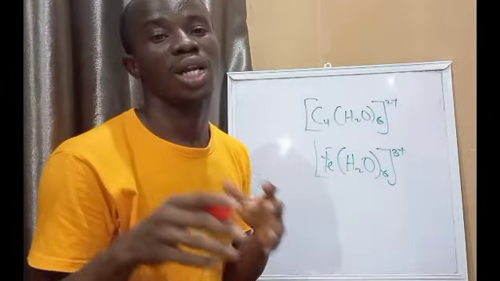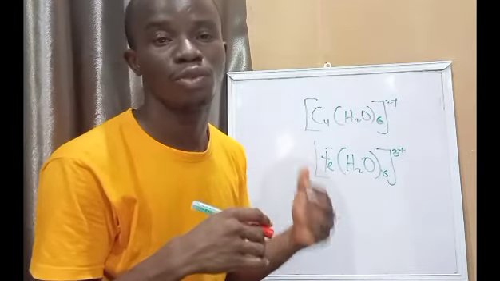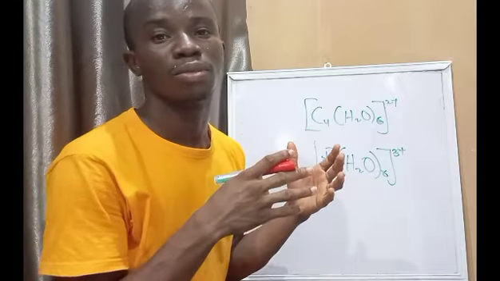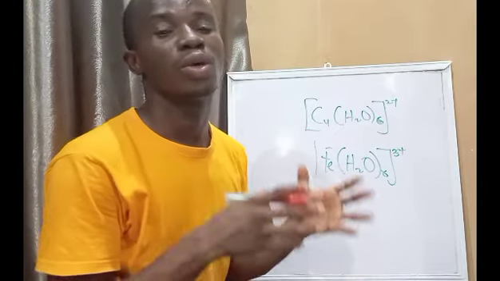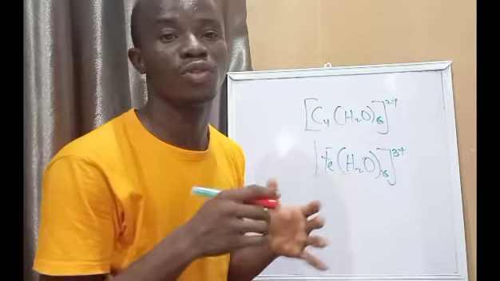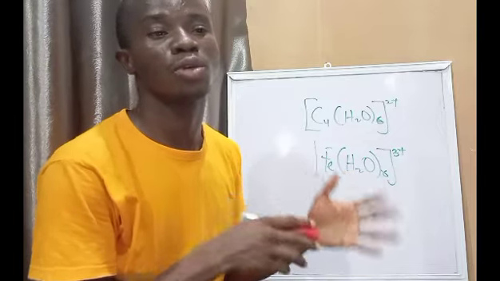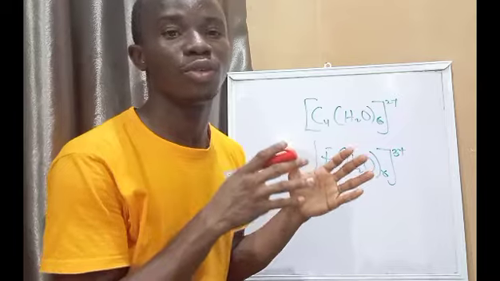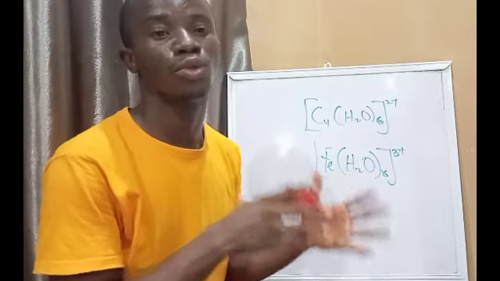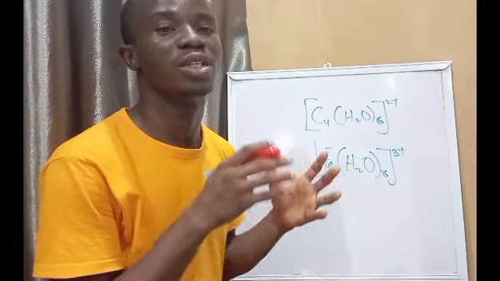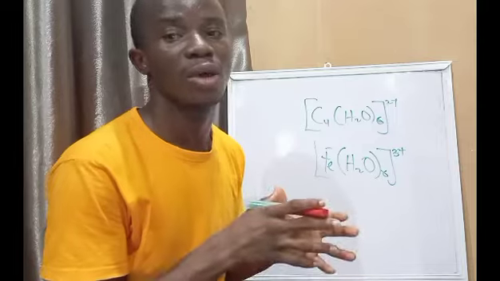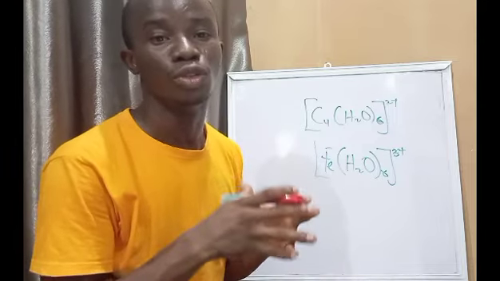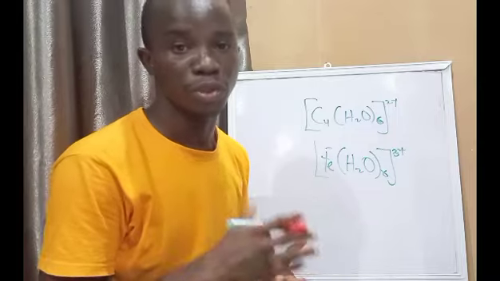Basically, in the analysis of a metal complex with UV-visible spectroscopic techniques, we will always have a UV-visible spectrum where absorbance is plotted against wavelength. The UV-visible spectrum helps us to know the wavelength at which the metal complex particularly absorbs light in the UV-visible region.